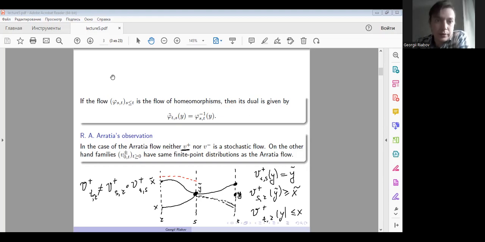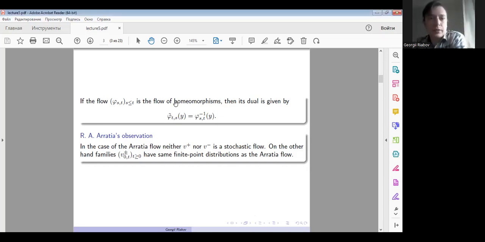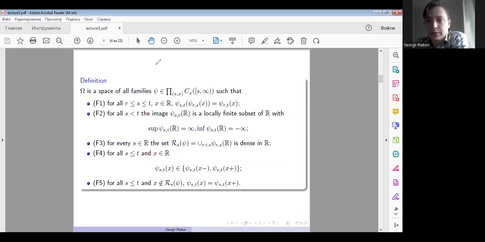Okay, now let's show under which condition the dual flow exists. And we will do this on the space of coalescing flows that we introduced yesterday. So this is the space of all families of continuous functions that start at all space-time points S and X. They satisfy the flow property.